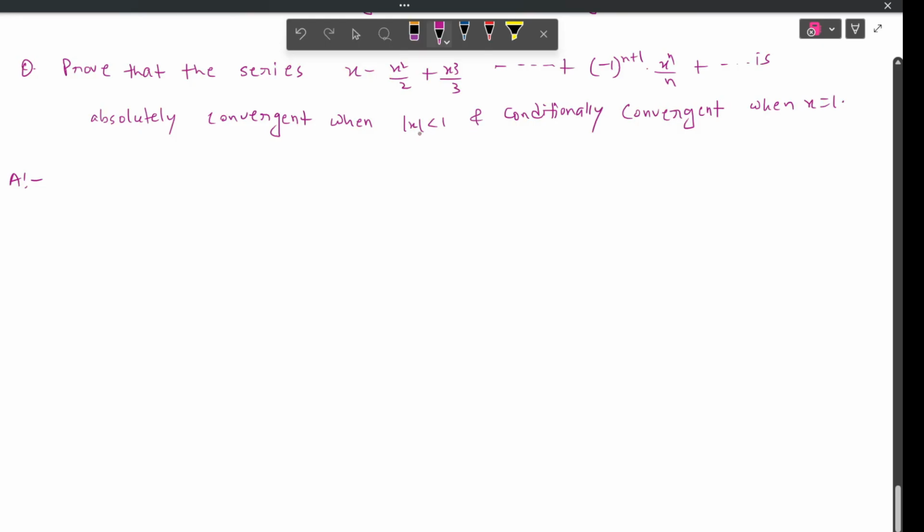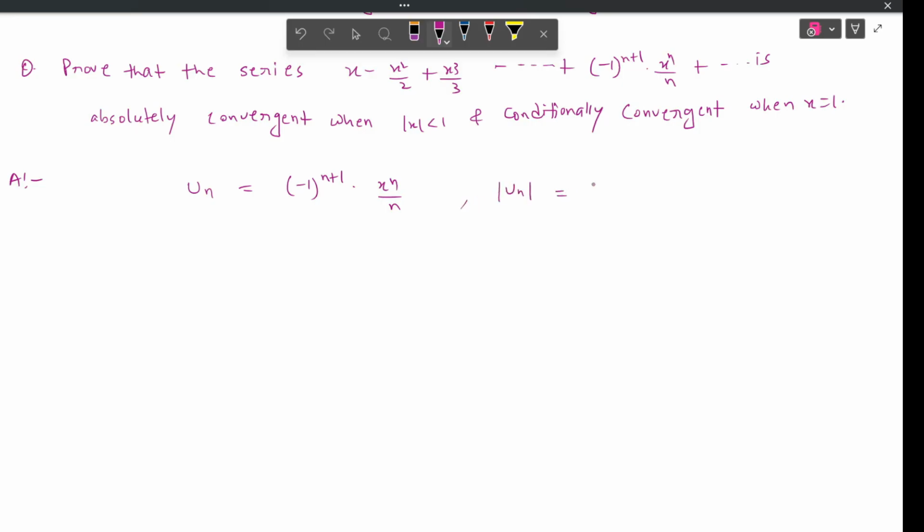So this series can be written as u of n is minus 1 to the power n plus 1 into x to the power n by n. If you put 1 here, you will get plus x. If you put 2 here, you will get minus x square by 2, because it will be 3. Okay. So if you take mod, mod of u n will be mod of x to the power n by n, and mod of u n plus 1 would be mod of x to the power n plus 1 by n plus 1.